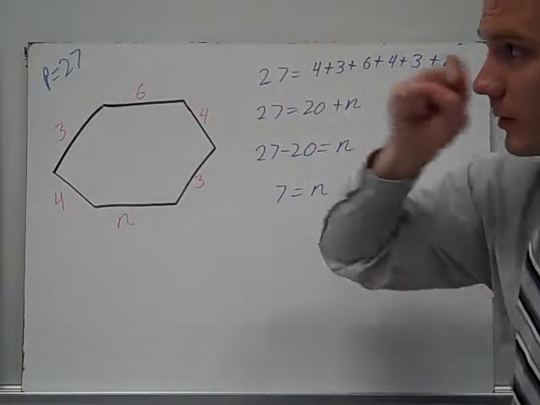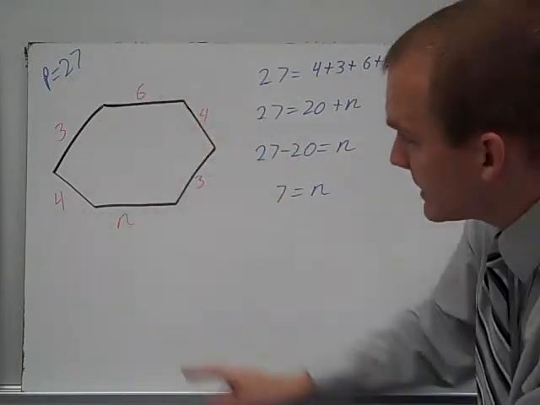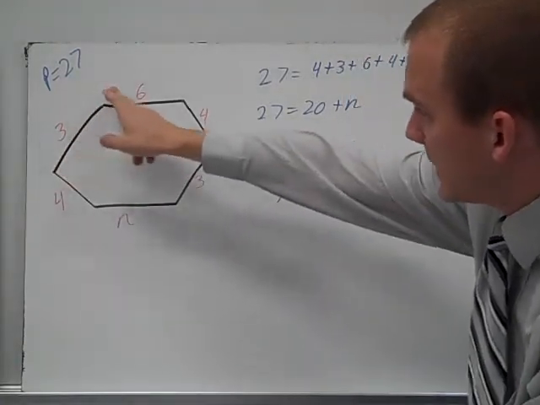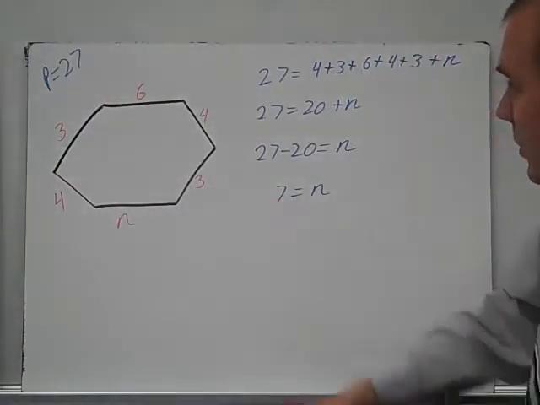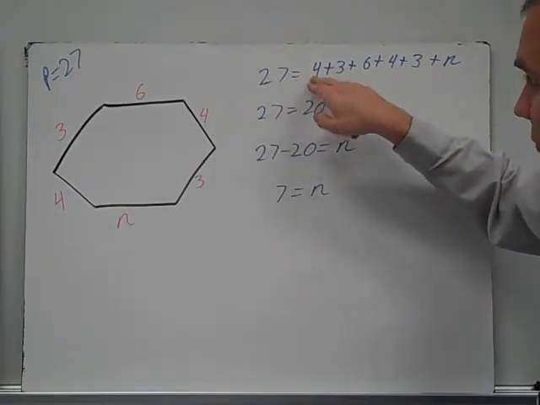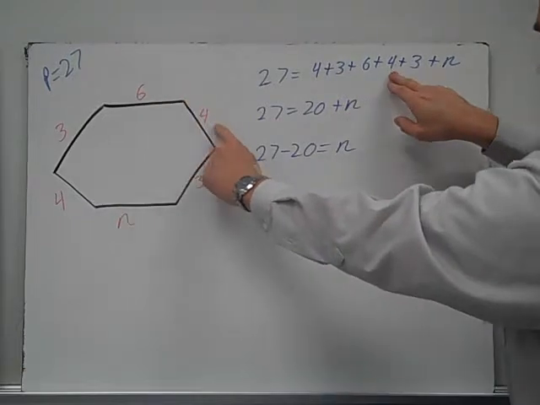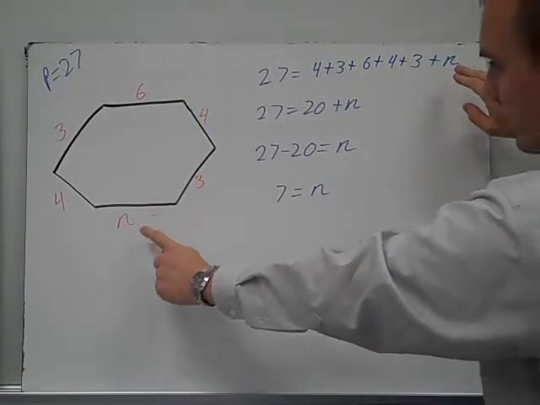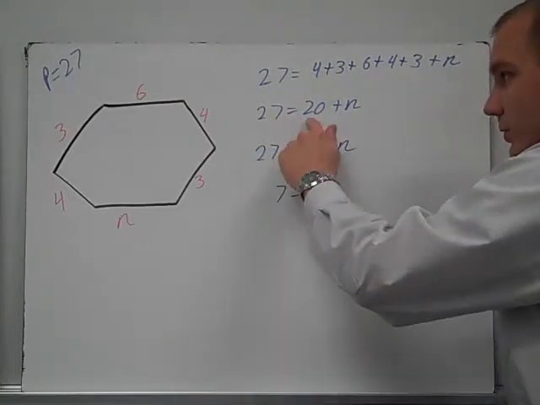In this case, our perimeter is 27. We have this shape here. It has 6 sides. We have 4, 3, 6, 4, 3, and N. So I know that 27 equals 4 plus 3 plus 6 plus 4 plus 3 plus N. When I add all these up, you get 20. So 27 equals 20 plus N.